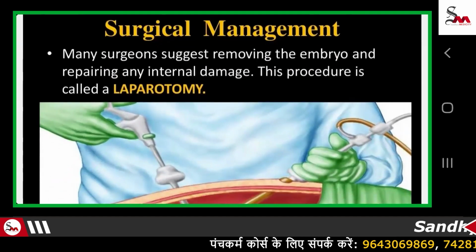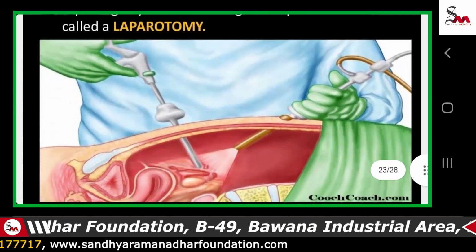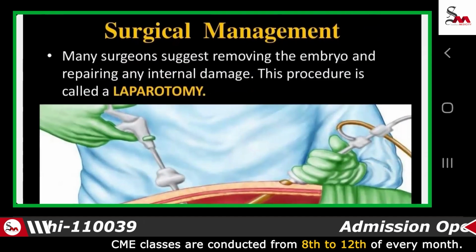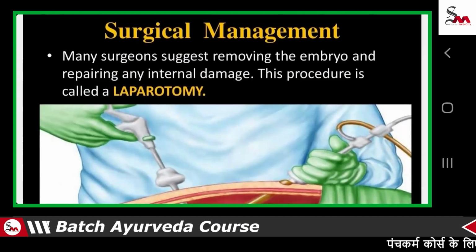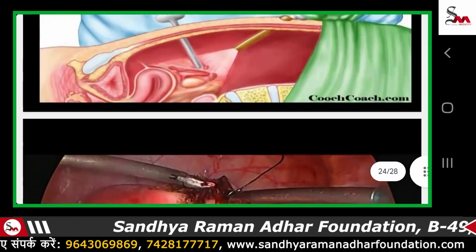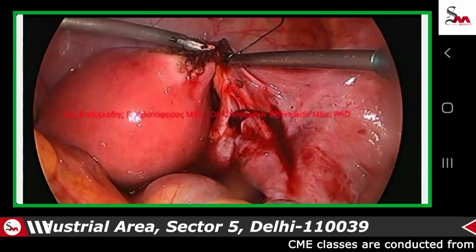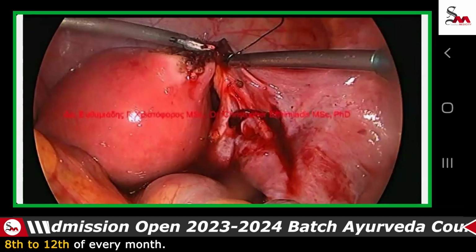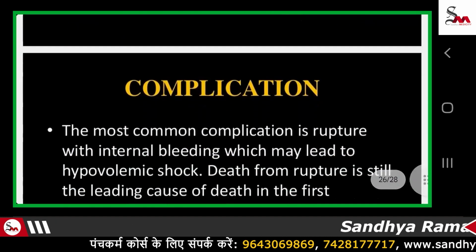Many surgeons suggest removing the embryo and repairing any internal damage. This procedure is called laparotomy. So you can say it is the safest and the earliest intervention, just to remove that. Many of the surgeons who are expert in laparoscopic procedures suggest that removing the embryo and repairing any internal damage as soon as possible is the best choice of treatment. Because if it discontinues, then it is okay. But if it doesn't stop growing, and the fallopian tube ruptures, then that condition is sometimes very critical. So you have to take the decision wisely on how to treat that.